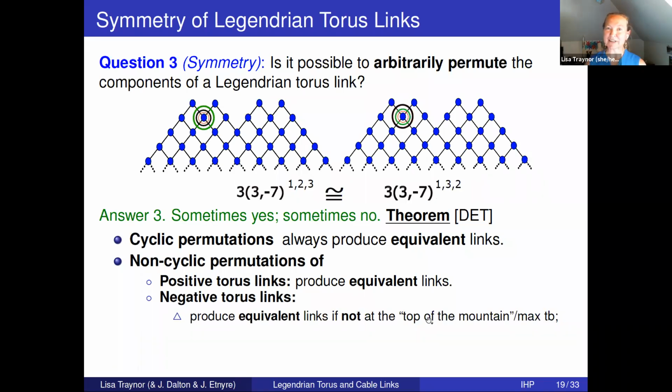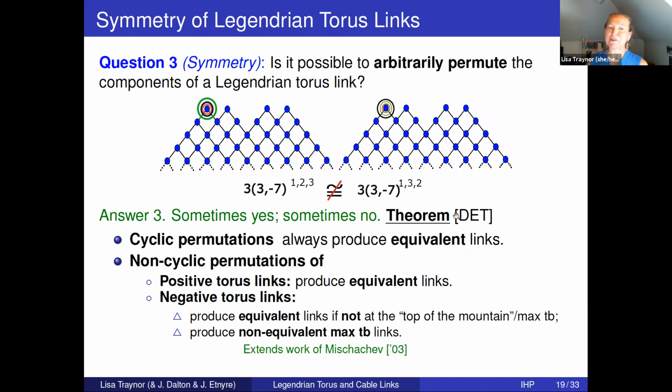If you're in the negative torus link world, if you're not at the top, if you're not max TB, then you can also do any sort of permutation you want. You can do cyclic, you can do non-cyclic. So staying off of that, as long as I haven't chosen the mountain peak, you can do whatever permutations you want.